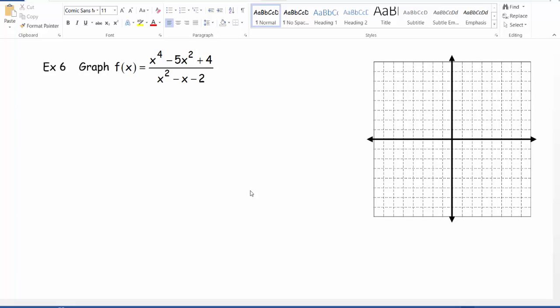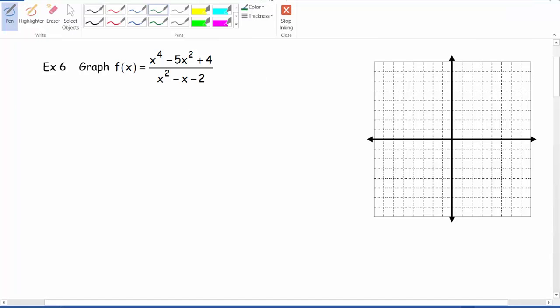Here we are at example 6 from our 8.3 notes. We're asked to graph the following rational function. What we normally start out with is identifying our horizontal asymptote. Looking at our degrees, the degree on top is larger than the degree on the bottom, and as a result, we will have no horizontal asymptote.